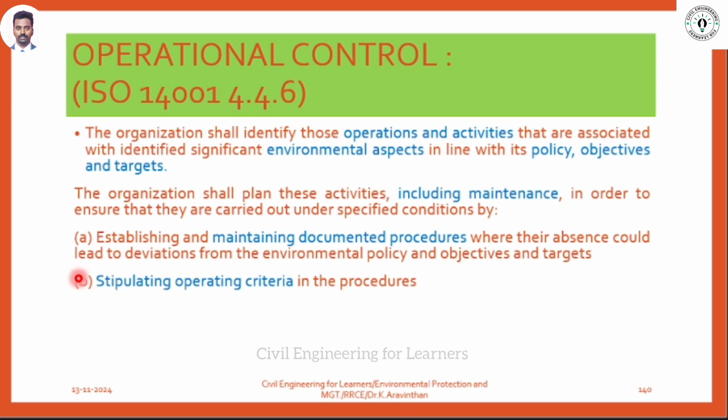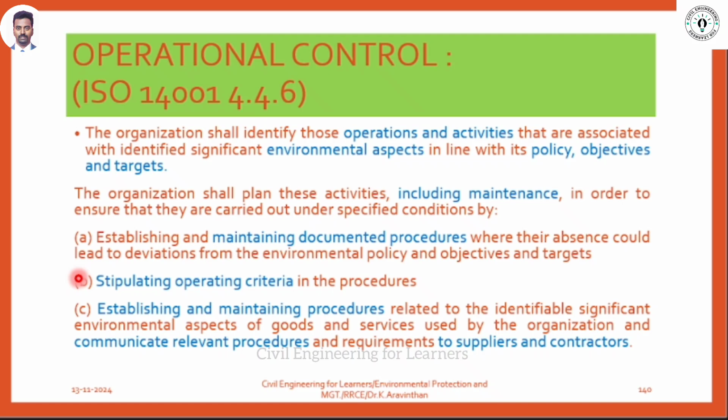Next, B is stipulating operational criteria. Prioritizing what activity should be done first, second, third. So it is prioritizing. It's called stipulating the operational criteria. The third thing is establishing maintenance and procedure. Not only the manufacturing place, what are other places? Operational control is applicable for suppliers and contractors also. Contractors are not part of the industry. Today someone can be the contractor, tomorrow you can give the contract to another person. Even so, the contractor should also abide by the operational control.